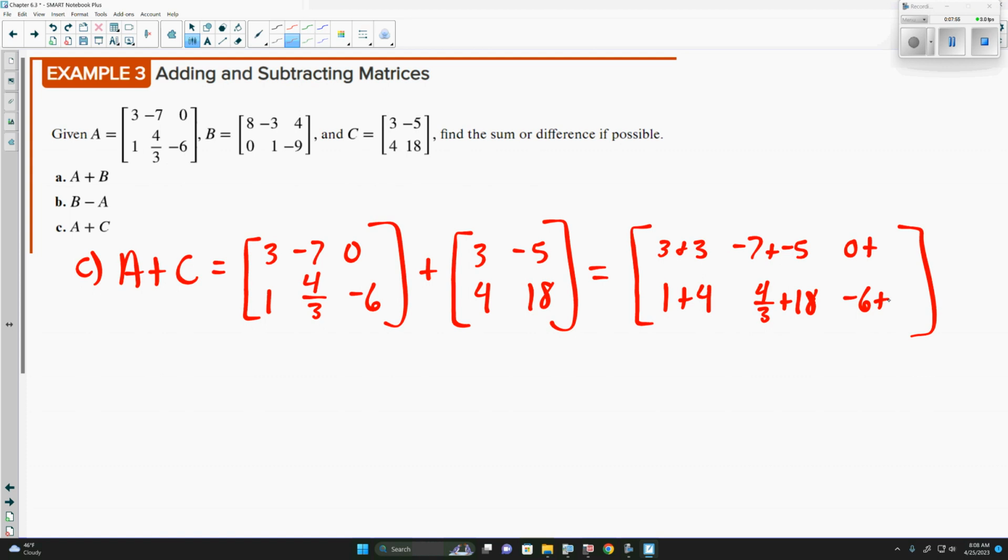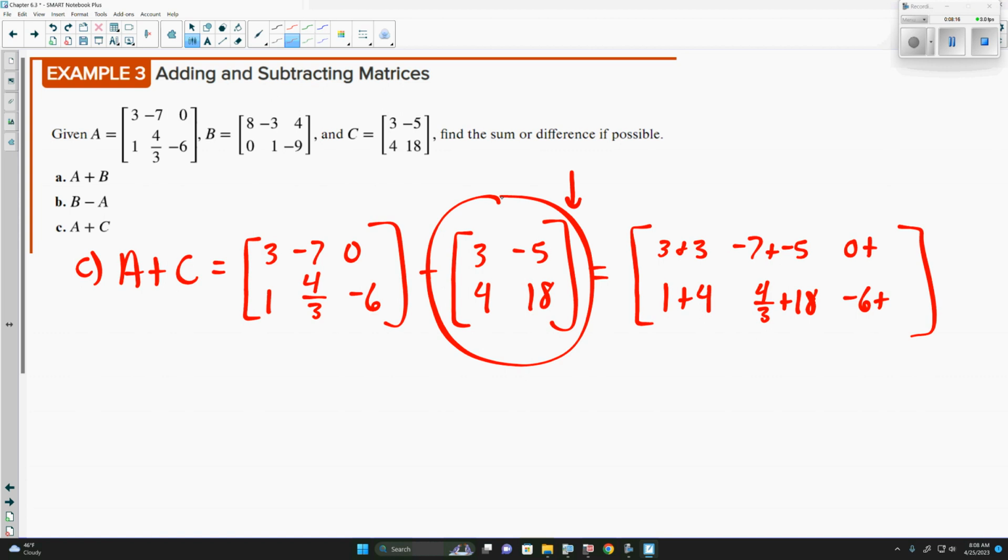What would I add to the 0 or negative 6? Is there an element here to add to it? Now, it is very tempting to say 0, but 0 is an element. It is a number that's contained within the matrix, yes? So if I actually add a 0, am I changing matrix C?